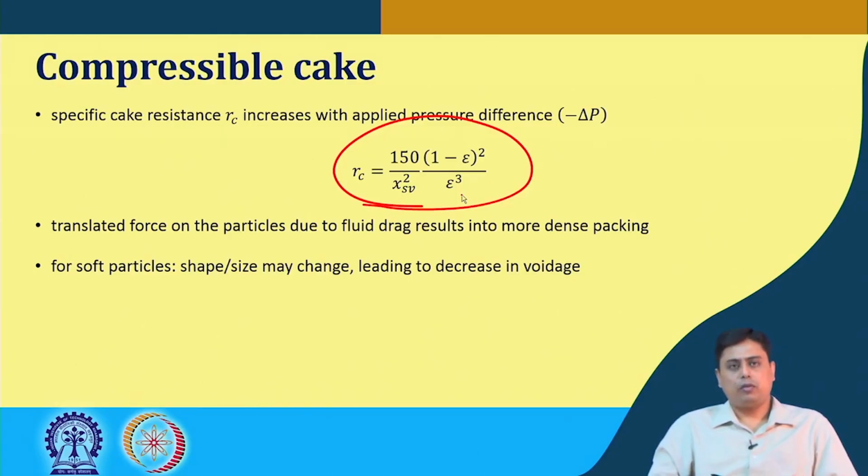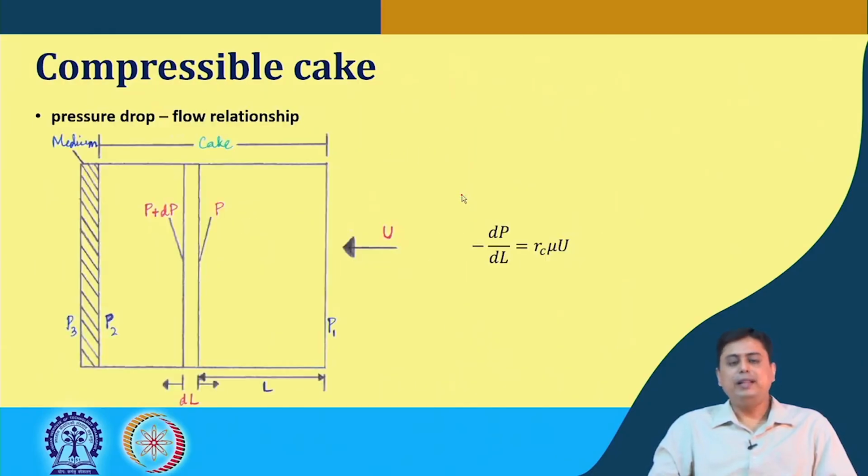Now, in case of soft particles, their shape and size may change during the deposition or under this pressure, which leads to a decrease in the overall voidage of the cake. And in these cases, the way that we handled the earlier problems is not similar. So, this kind of cake we call a compressible cake, because the resistance changes with applied pressure. So, how do we deal with such a system?